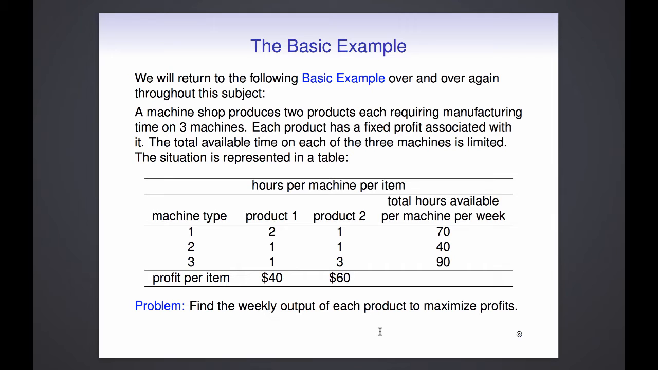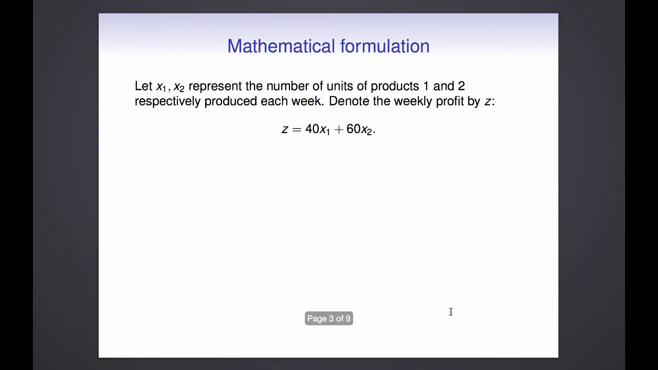And the first step is to turn this word problem into a system of equations and inequalities. This is the mathematical formulation of the problem. And the key thing to do is introduce variables. So we're going to let x1 and x2 represent the number of units of products 1 and 2, respectively, produced each week. Now notice here, the definition of the variables is explicit and clear.